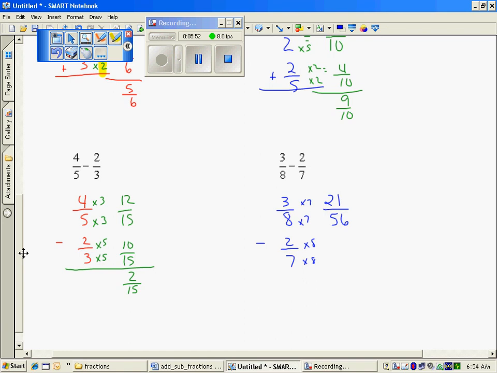The second fraction, 7 times 8 is 56. 2 times 8 is 16. I'm now subtracting those. 21 take away 16 leaves me 5 of the 56 pieces remaining.